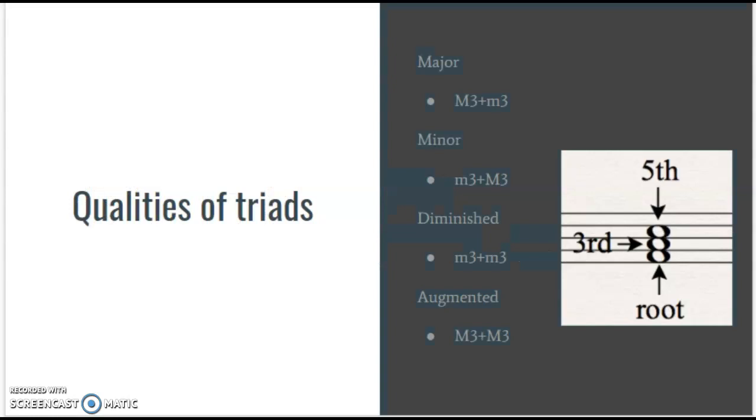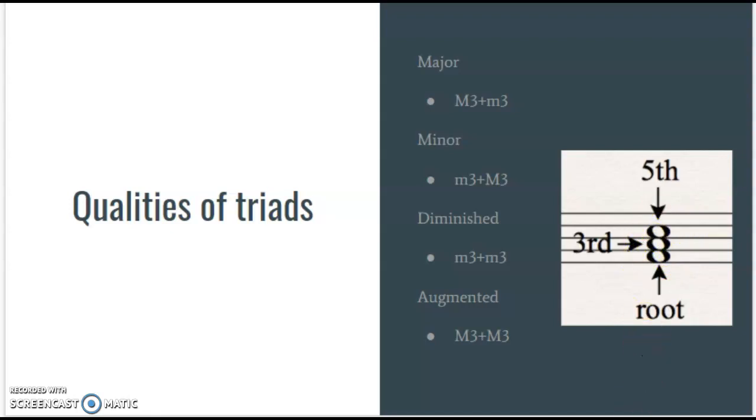So now let's talk about the qualities of triads. So remember, a triad is built of 3 pitches. We have a root, a third, and a fifth. One of the qualities of triads is major. To build a major triad, it is built out of a major third on the bottom and a minor third on top. So we're talking on bottom from root to third, and on top is the third to the fifth, okay?